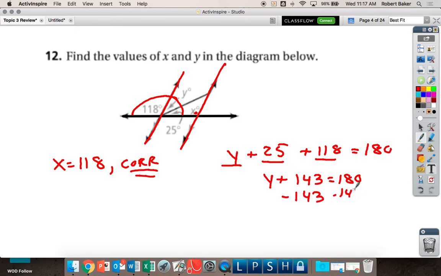Y equals 37. Still got it. So you get 37. I probably would have moved the vertical angle down here and found that linear pair, which would be 62. And then I would have said 62 equals y plus 25. There's so many different ways to do it. I don't care. I only care that it is the right answer.